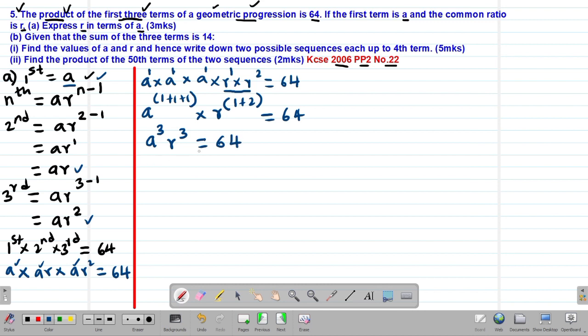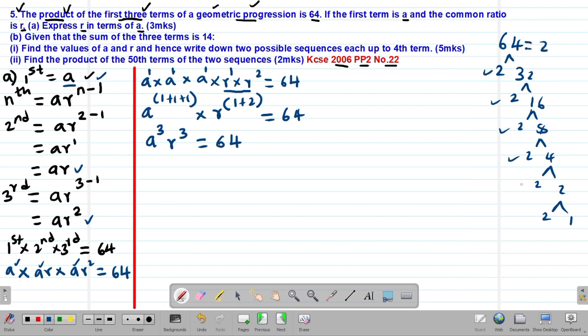Now, this can still be simplified. We can express 64 by checking its factors, starting with 2. Divided by 2, this is 32. By 2, this is 16. By 2, this is 8. By 2, this is 4. By 2, this is 2. Then by 2, this is 1. So this simply means that 64 can be expressed as 2 to the power of 6, counting 1, 2, 3, 4, 5, 6.